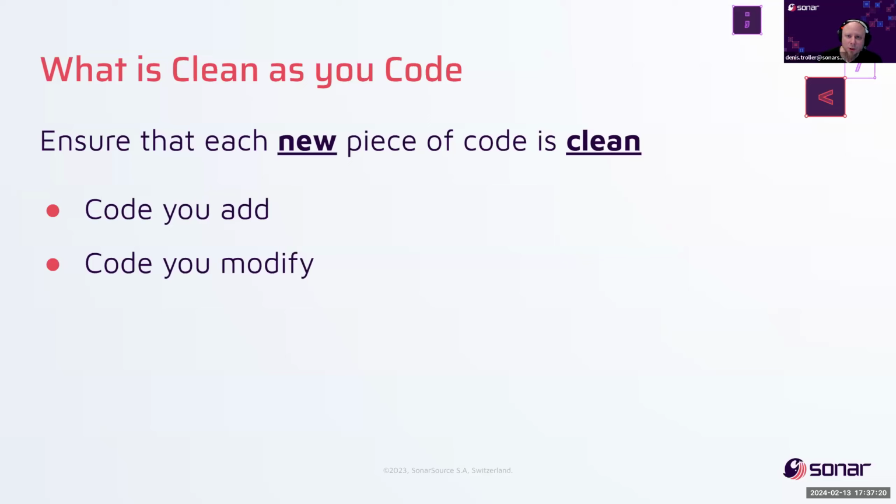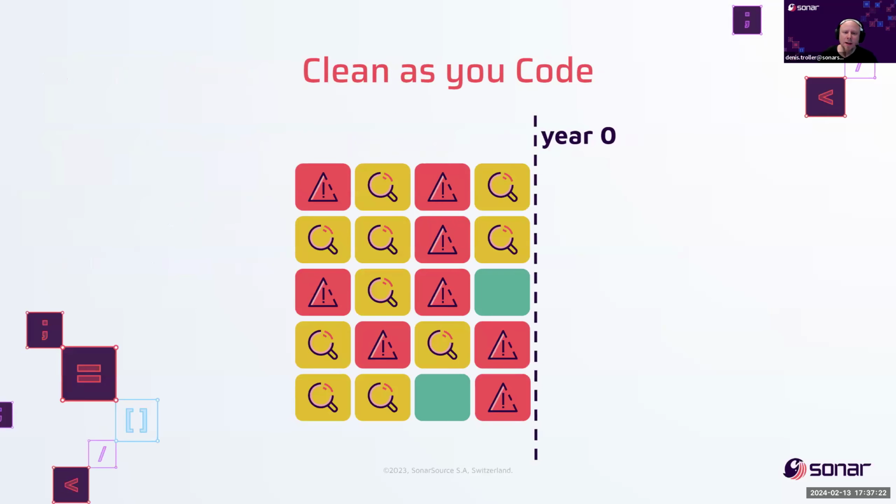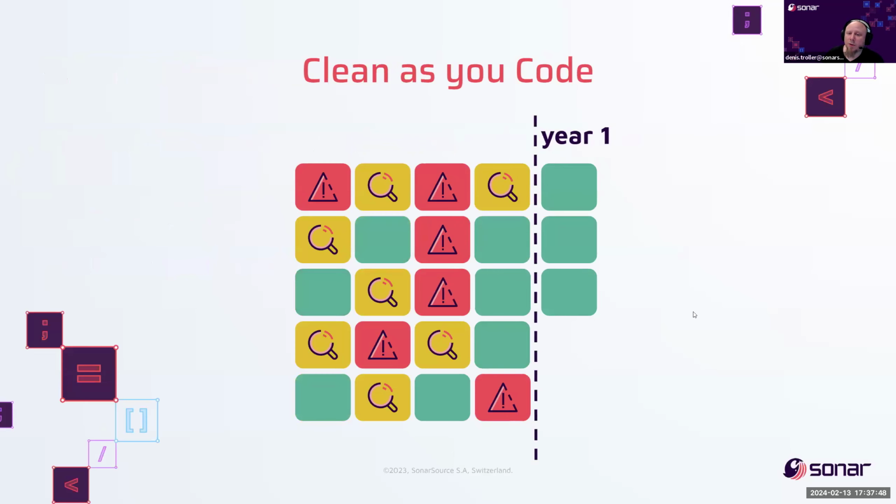So why does it work? Well, let's imagine this is your code base before you start using Clean as you code. This one is much, much, much worse than Blazor was, as you can see. If you imagine each square is a piece of code, so we could say a line of code, we could say a file, it doesn't really matter. When you start applying Clean as you code, what's going to happen is after a year, this is what your code base will look like.